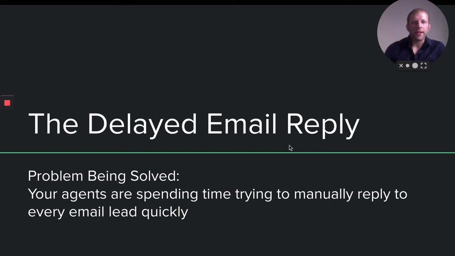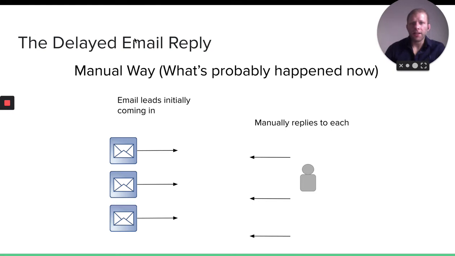The delayed email reply. So the problem being solved is your agents are spending time trying to manually reply to every email lead quickly. So this is what's probably happening now in the manual way, which is email leads are initially coming in, and then each of your agents manually replies to each as soon as they can. And many people appreciate the quick reply there. So we're going to turn that automated for you.